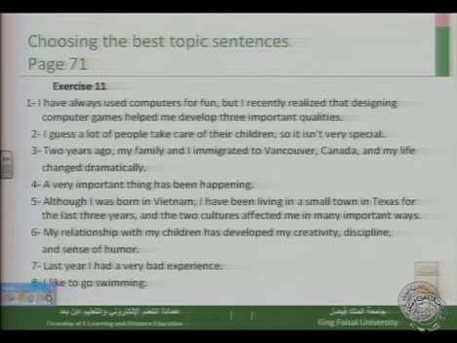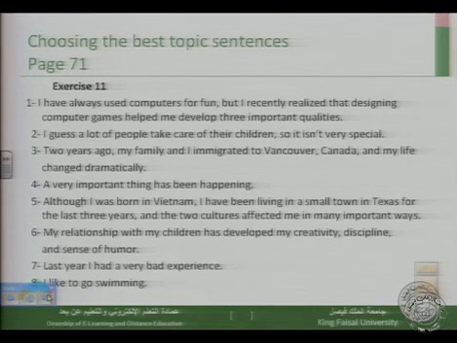In this slide we are going to look at an exercise. The exercise is choosing the best topic sentence. We will have two exercises here. The first one is about choosing the best topic sentence. Since writing a topic sentence is very important, we have to write our topic sentence in a good way. We have to put a well-written topic sentence in our paragraphs.